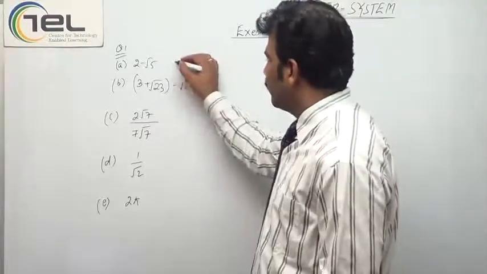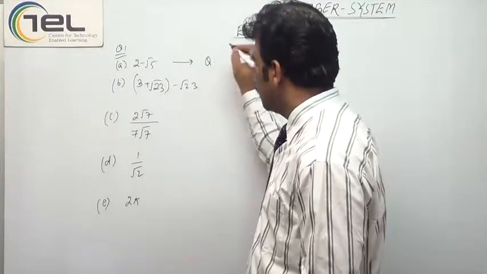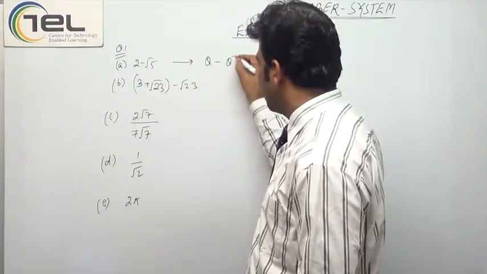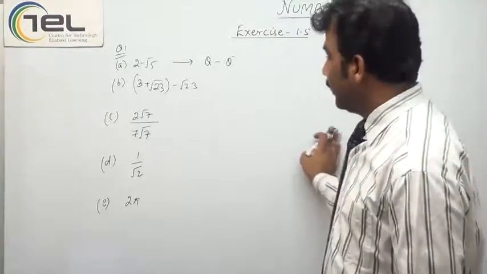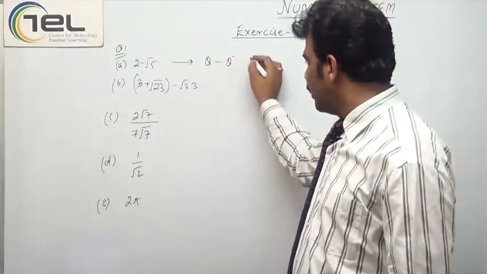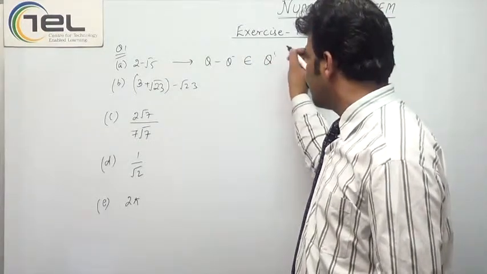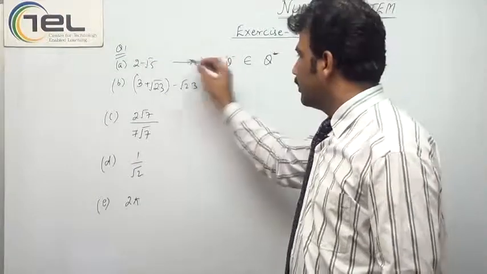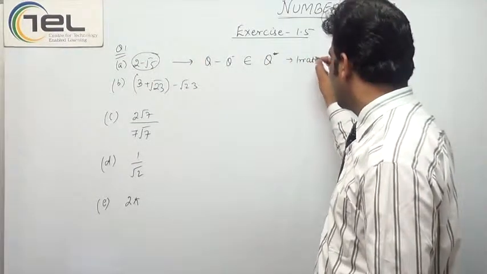Here what funda we have is, we have a rational number and we have an irrational number. I will just denote it by Q dash, irrational number, and the difference of these will result in an irrational number. So this one is an irrational number. The first is irrational.